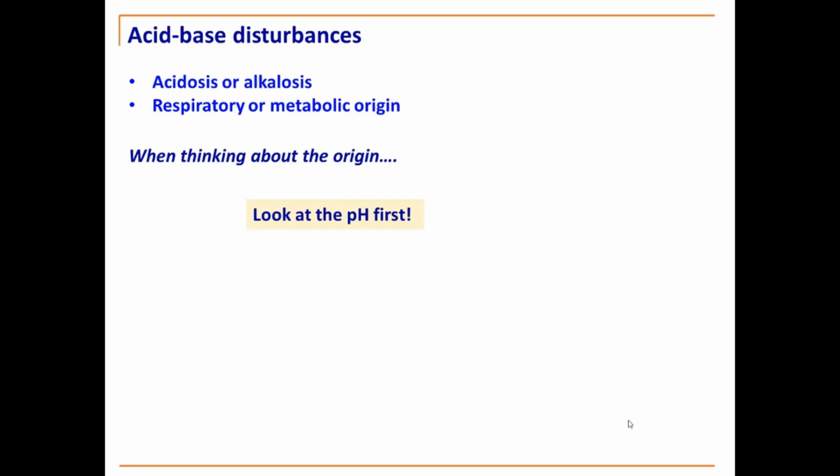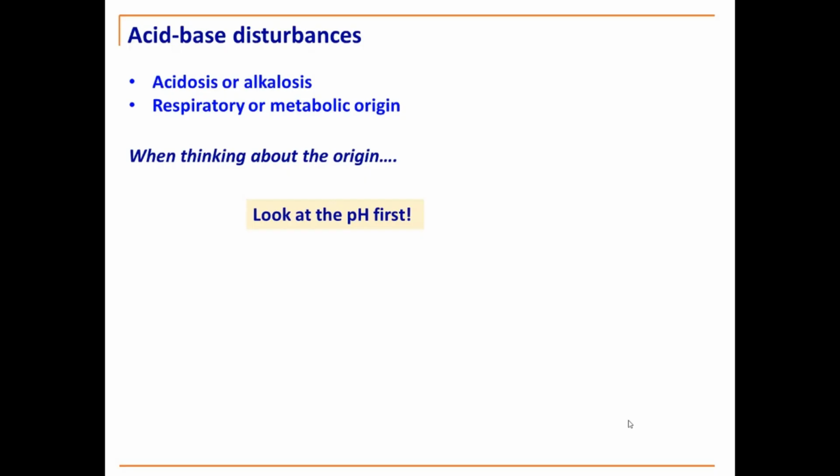And is it respiratory or is it metabolic in origin? So the first thing you do is you look at the pH, because that will tell you whether they're in an acidotic state or an alkalotic state. Just quickly in your heads, or shout out at me, what is the normal pH range? 7.35 to 7.45.